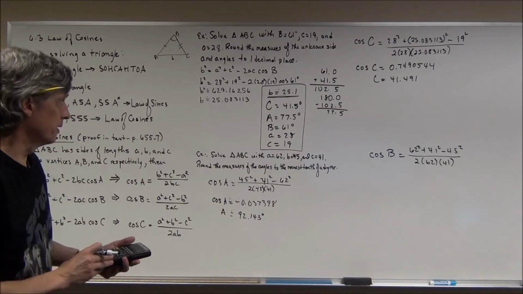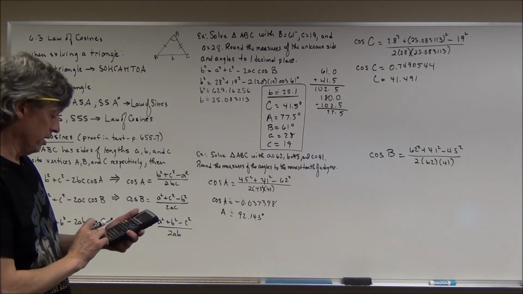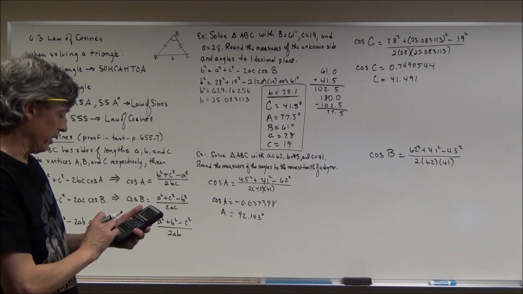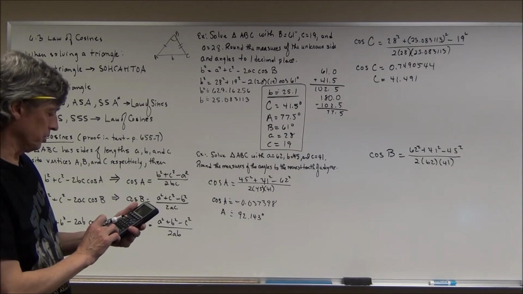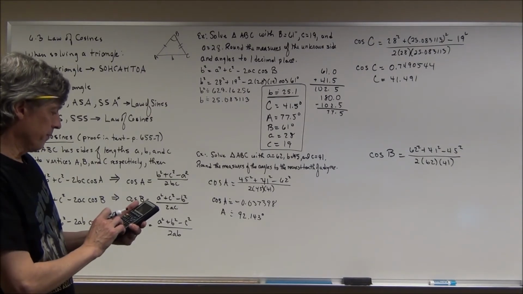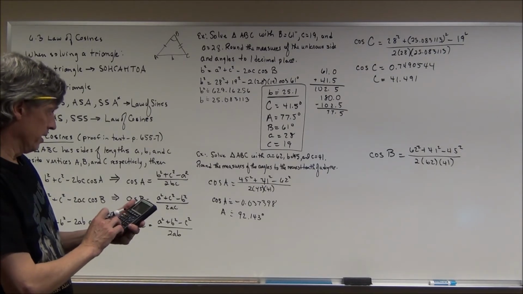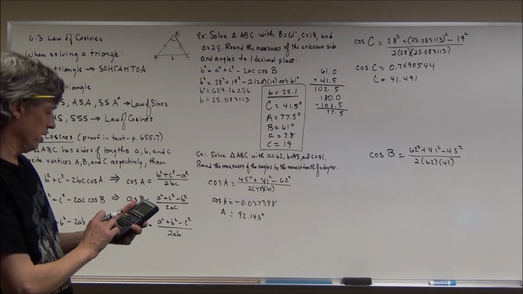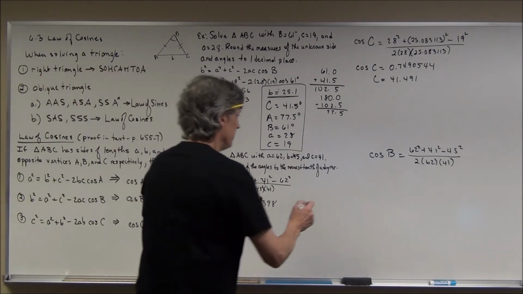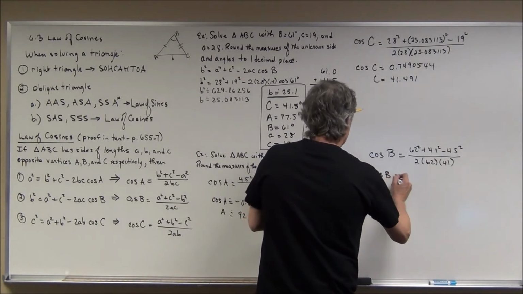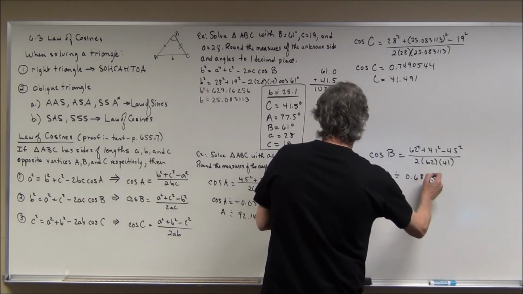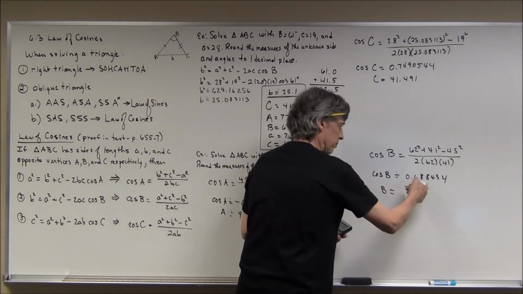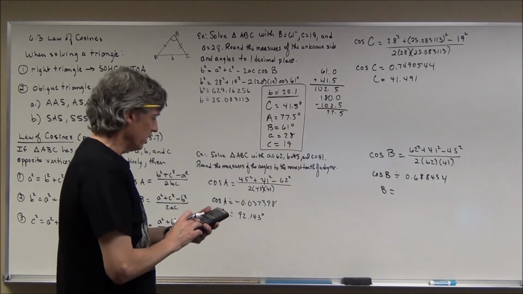So, back at it. 62 squared. You can see a lot of this is just getting this punched into your calculator, right? I don't think anybody wants to do this all on their own using scratch paper. Divided by, let's see, 2 times 62 would be 124 times 41. And I get that the cosine of B is approximately 0.688434. So now I'll do the inverse cosine, and since it's positive, I know it's going to be an acute angle in the first quadrant.